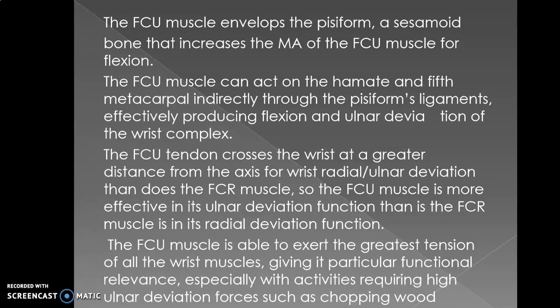The flexor carpi ulnaris tendon crosses the wrist at a greater distance from the axis for wrist flexion as well as ulnar and radial deviation. So the muscle has two functions: one is wrist flexion, one is ulnar deviation. In ulnar deviation, the axis is different from the axis of wrist flexion in the joint. In both axes, the moment arm of the flexor carpi ulnaris is more. So when the moment arm is more, this muscle is able to produce more torque, more power.